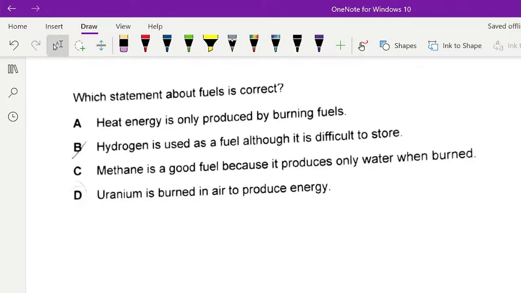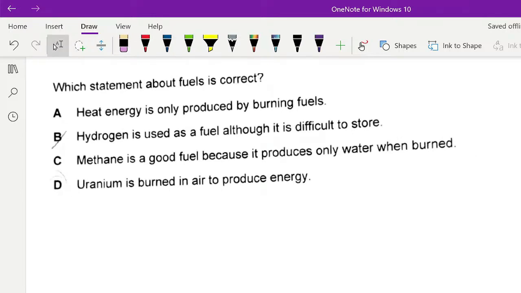Fuels: heat energy is only produced by burning fuel. Let's leave it first. Hydrogen is used as fuel, although it's difficult to store. This is correct. Hydrogen is a gas at room temperature and pressure, so you need to compress it and then you need to put it in a tank, a secure one.